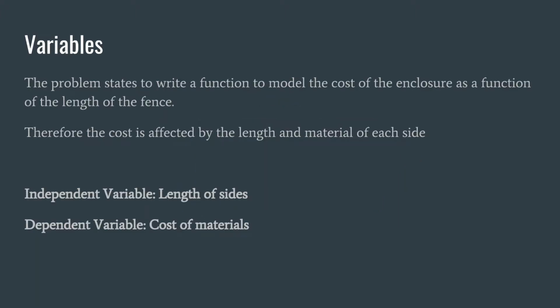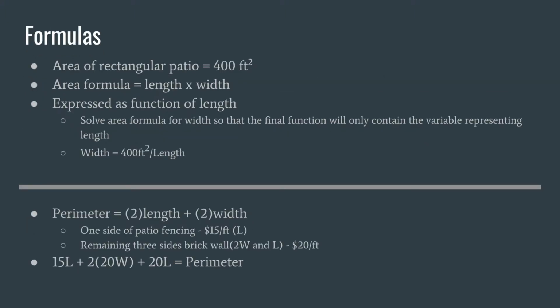The problem states to write a function to model the cost of the enclosure as a function of the length of the fence. Therefore, the cost is affected by the length and material of each side. So the independent variable is the length of the sides and the dependent variable is the cost of the materials. To create the function, several formulas are needed.